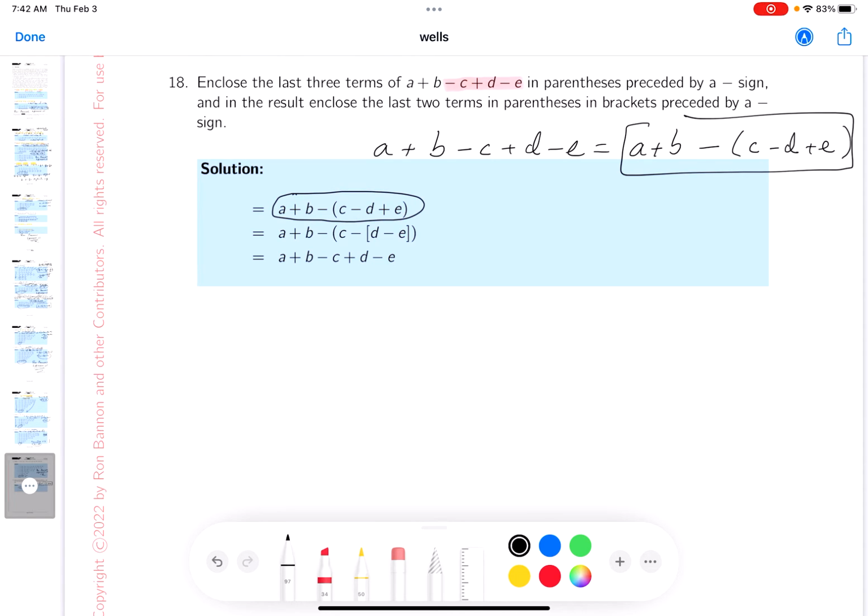All right, I want to point out they did write something else down. So it says enclose the last three terms in parentheses preceded by a minus sign. And in the result, the last two terms in parentheses in brackets preceded by a minus sign. Wow, let's write that down now. I've got the first part done, A plus B minus C. I want to point out what they want me to do here. They want me to do the last two terms here preceded by a minus sign in a square bracket.